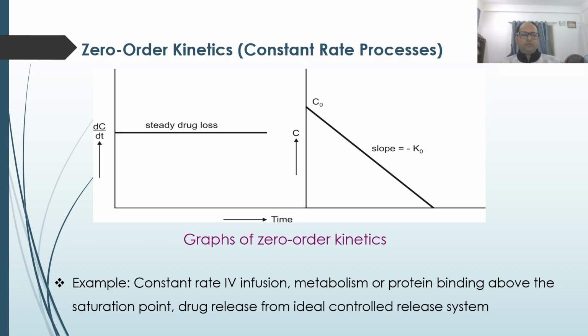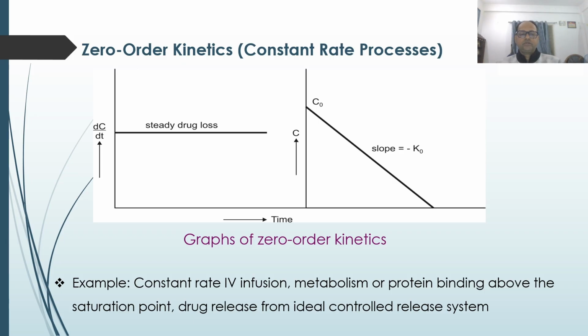So if you want to discuss the application of zero order kinetics in our pharmacokinetic process, the example is constant rate IV infusion. That follows zero order kinetics, as does metabolism or protein binding above the saturation point. Once the saturation point is reached, even if you increase the concentration of the drug, there will be no further metabolism or protein binding. So after the saturation point, it will follow zero order kinetics.